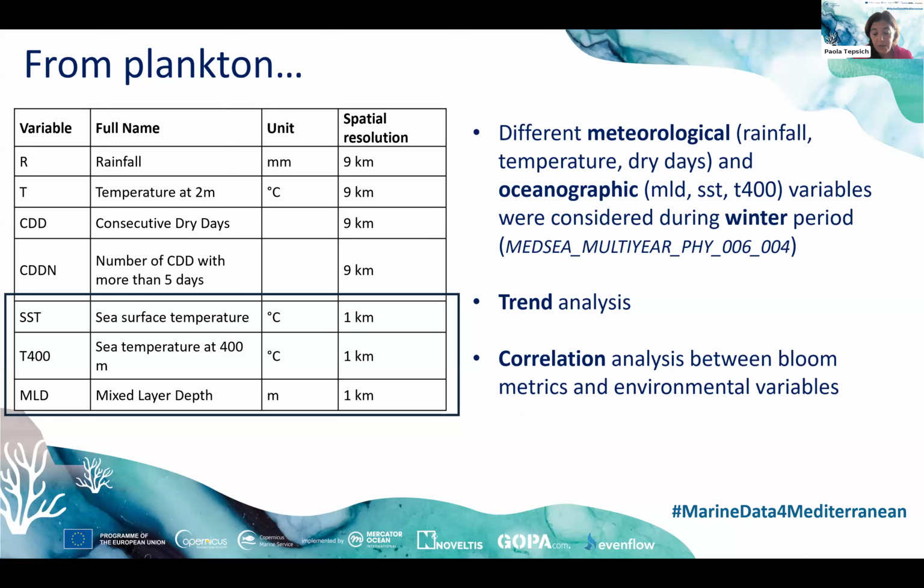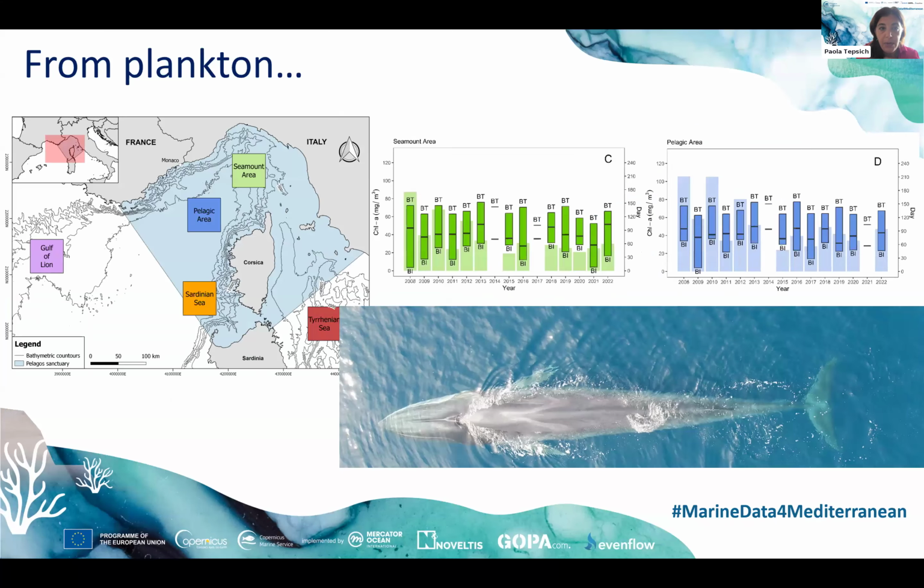To understand the effect of current climate change conditions, the analysis also covered some meteorological variables such as rainfall, land temperature, and the consecutive number of dry days, as well as some oceanographic variables also downloaded from the Copernicus Marine Services dataset, such as sea surface temperature, temperature at 400 meters depth, and the mixed layer depth thickness. And these data have been analyzed in the winter period, as we know that the winter conditions are the ones triggering the spring bloom in the following months.